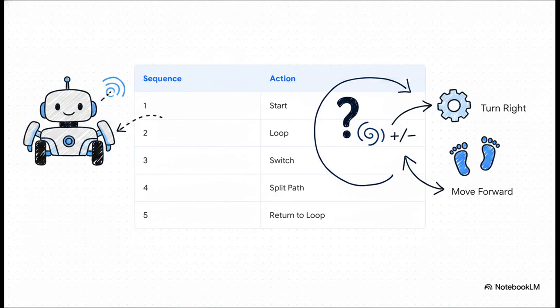Finally, sequence 5, return to the start of the loop. It circles right back to sequence 2 and asks that distance question all over again. A fraction of a second later, checks again. This constant feedback loop is the absolute core of autonomous movement.